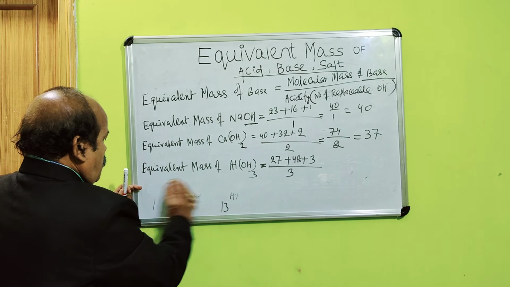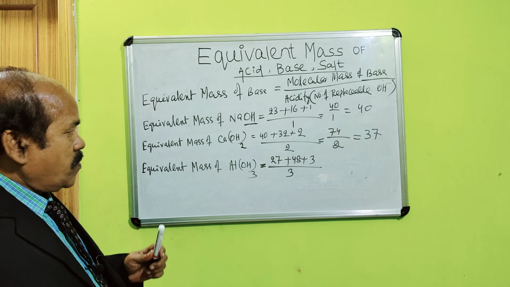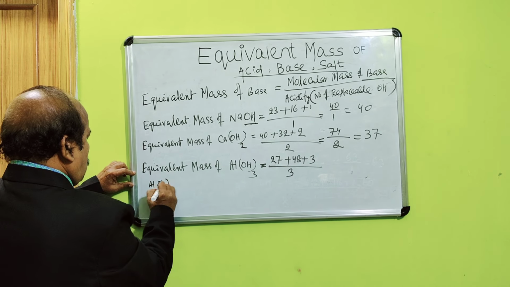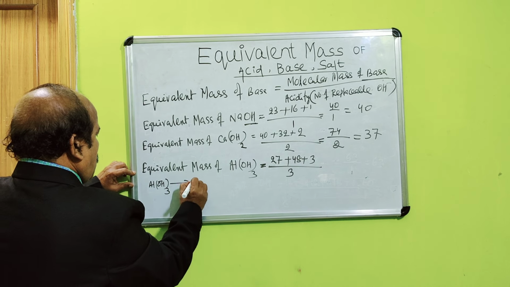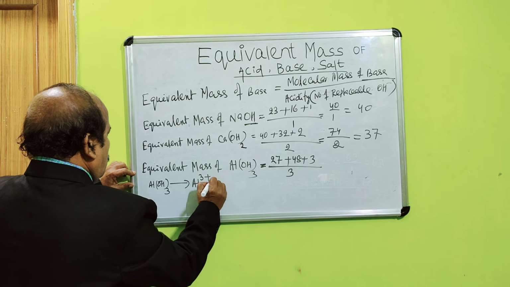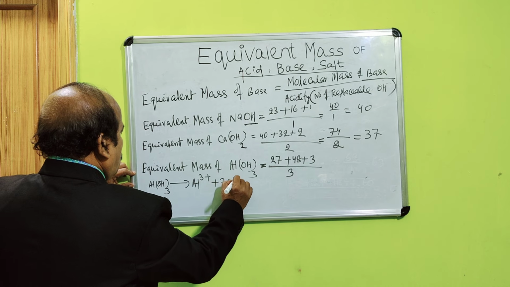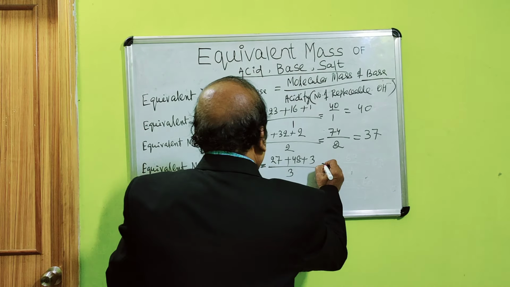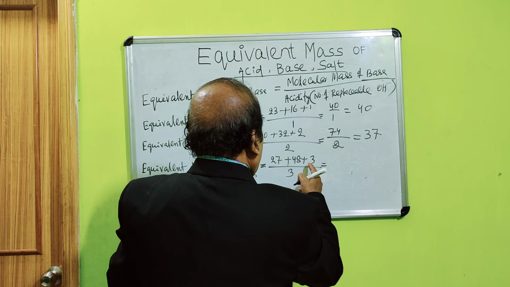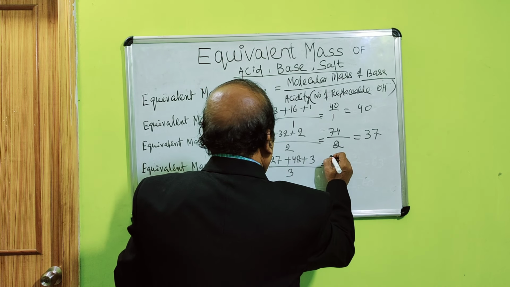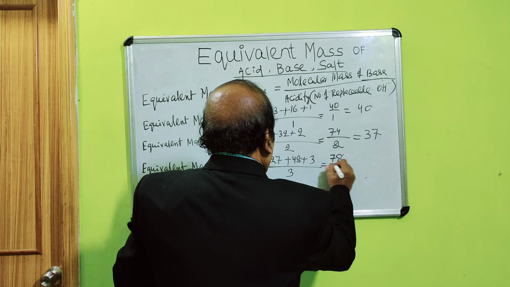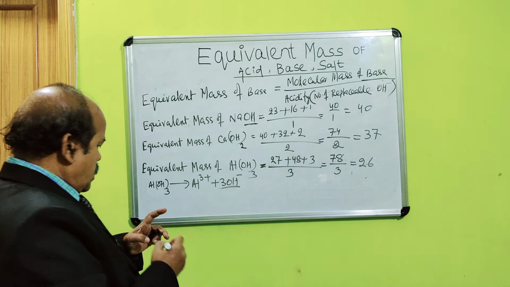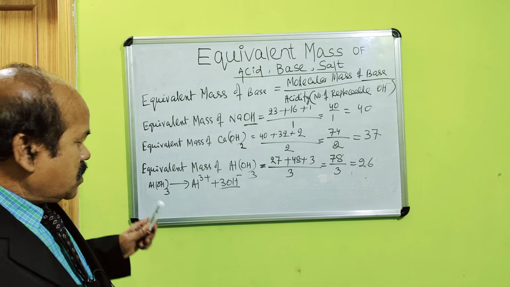From its dissociation, Al(OH)3 will give rise to Al3+ plus 3 OH minus, 3 hydroxyl ions, hence I have written 3. So it is coming about 48, 3, 51, 27, 78 by 3, it is coming 26. Equivalent mass of aluminum hydroxide.